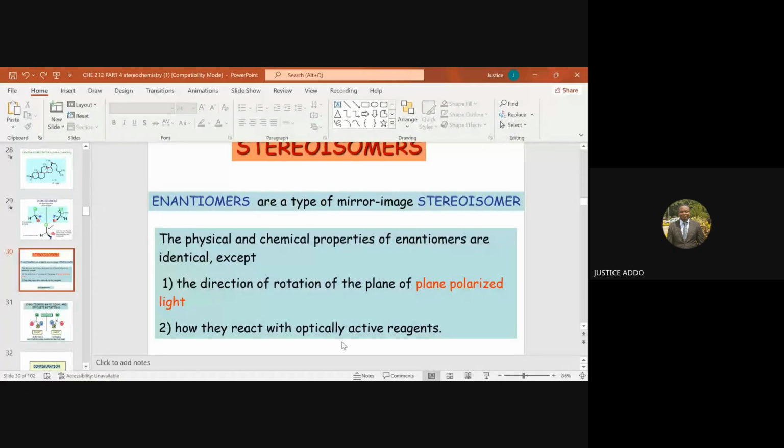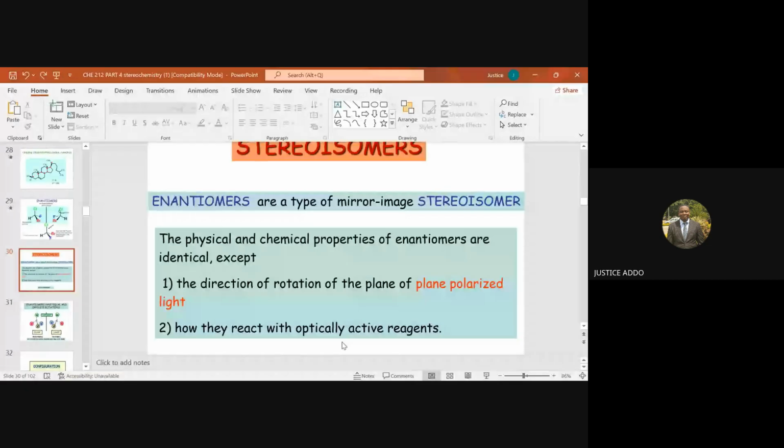Okay. Now, for reagents that are not optically active, these enantiomers would as well react with them equally. There wouldn't be any difference. But those that are optically active, then that is where these enantiomers will also react differently. So somebody will ask, what is an optically active reagent?